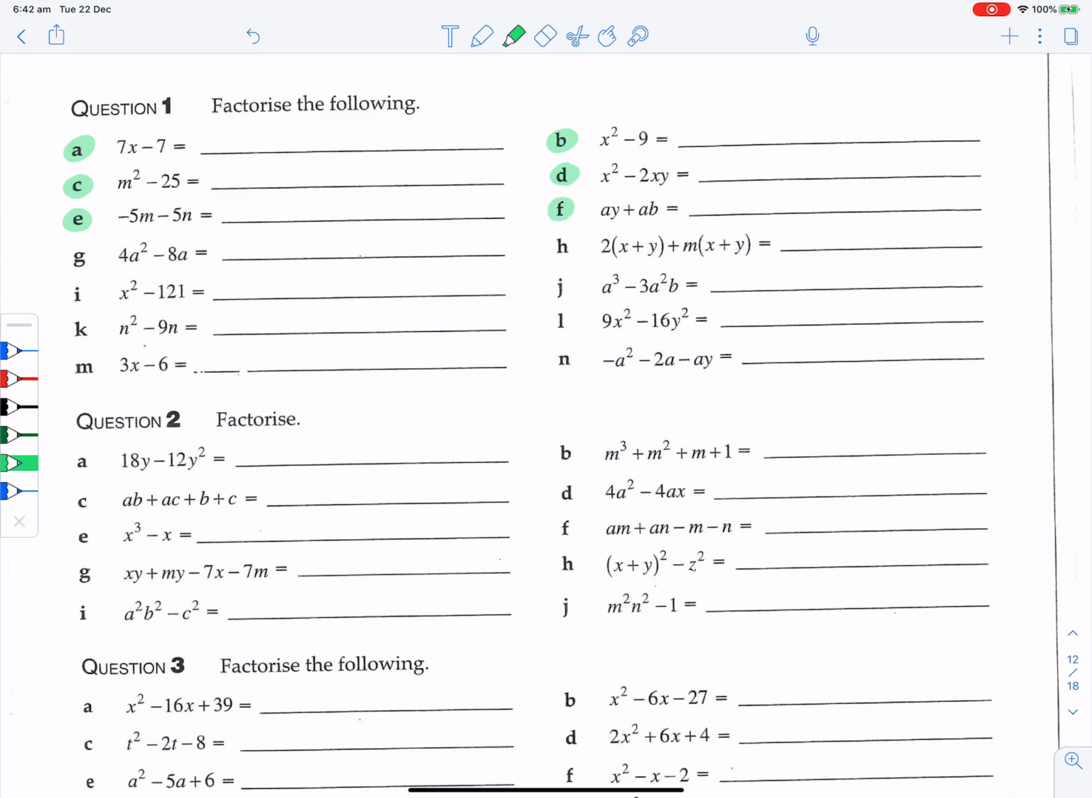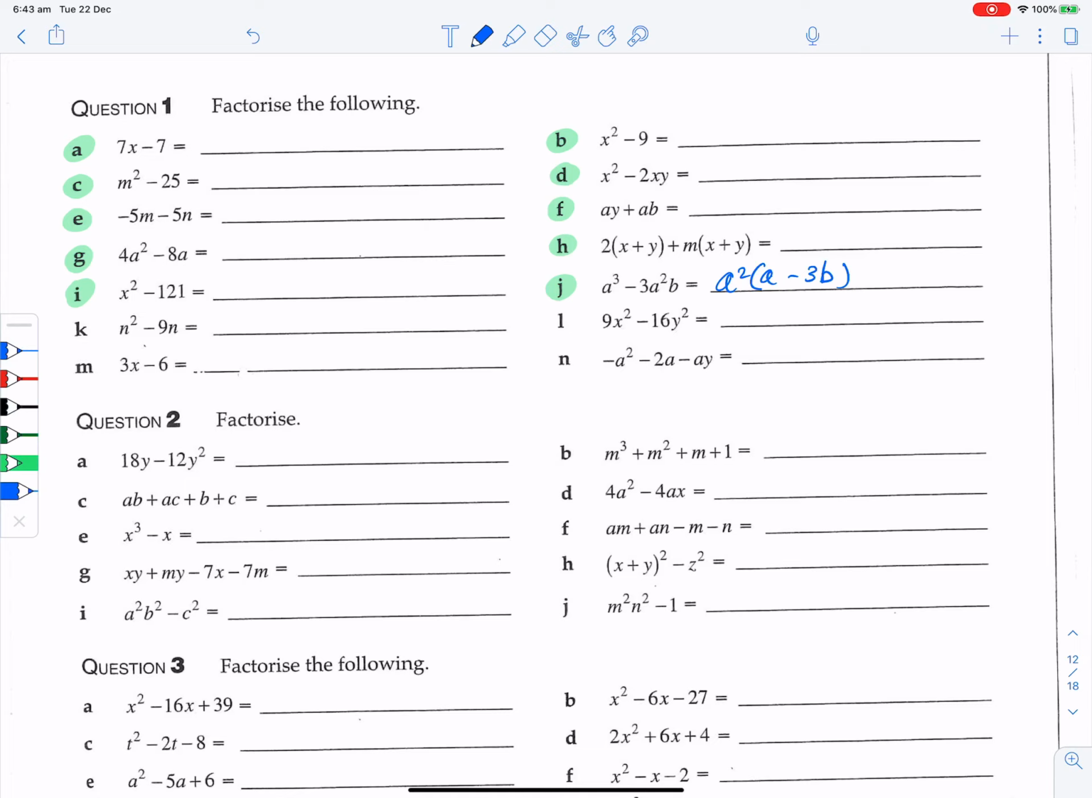F, ay plus ab. All you can do there is take out an a, so it's highest common factor. G and h are on taking out the highest common factor. I, x squared minus 121, you can rewrite that as x squared minus 11 squared. So that one there's on difference of two squares. J, all you can do for j really is take out an a squared and you're left with an a minus 3b. That's taken out the highest common factor.